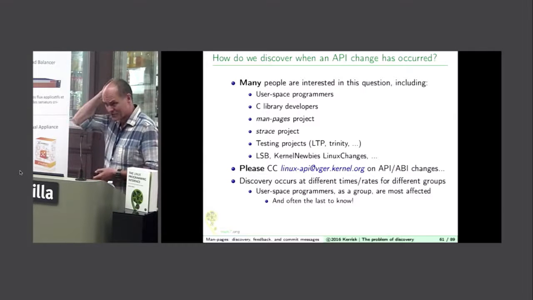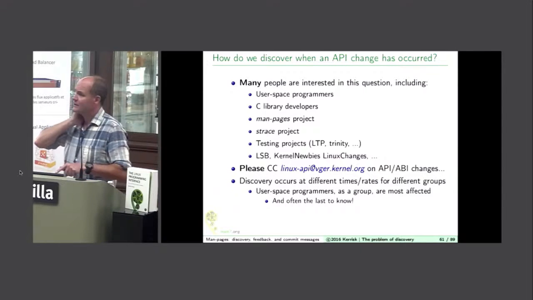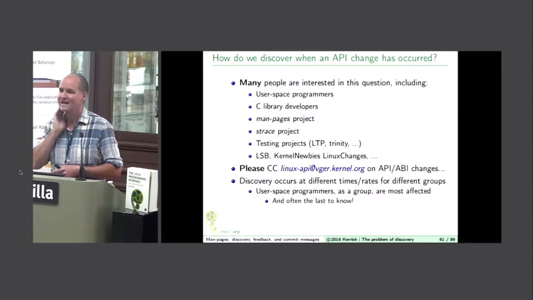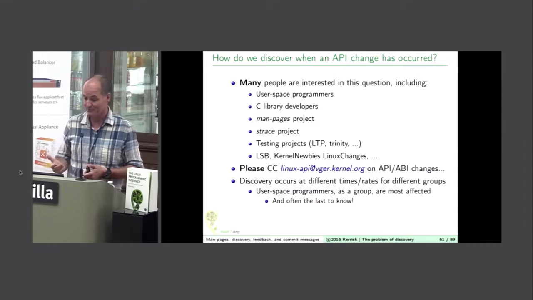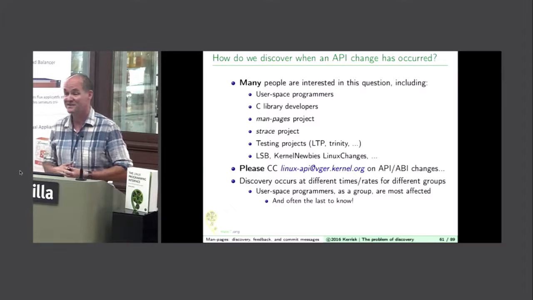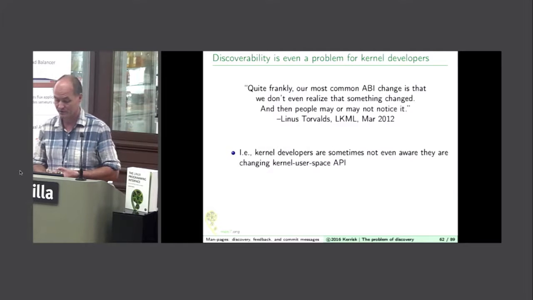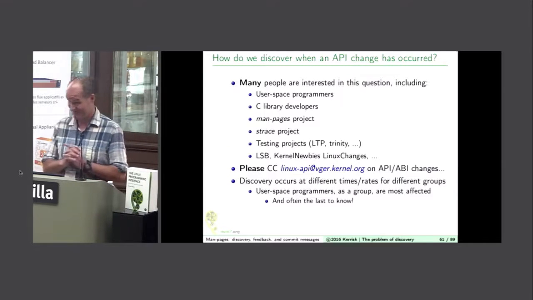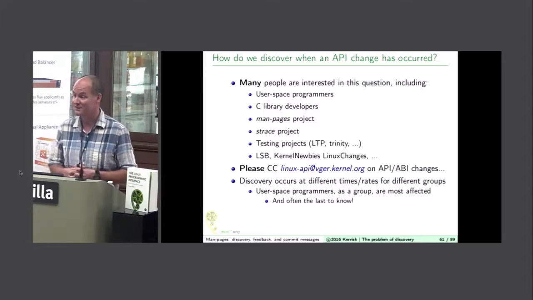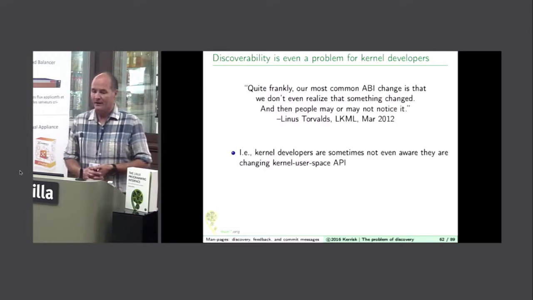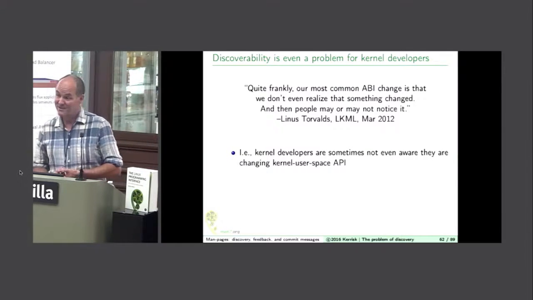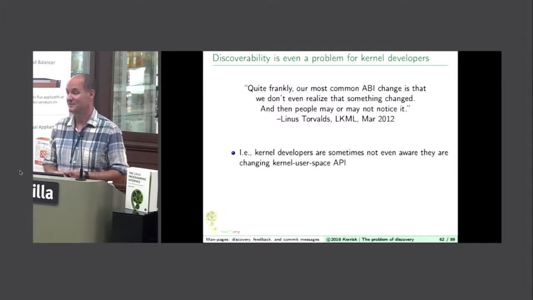And the other thing, of course, is that for these different groups, discovery happens at different rates and different times. It's likely, for example, that the strace project is going to discover some of this stuff well before user space programmers do. So user space programmers, as a group, I would say, are the most affected by these changes. They're often the last to know. And sometimes discovery is even hard for kernel developers.